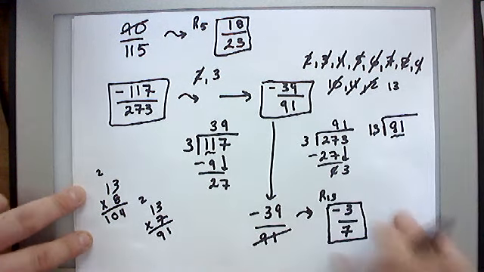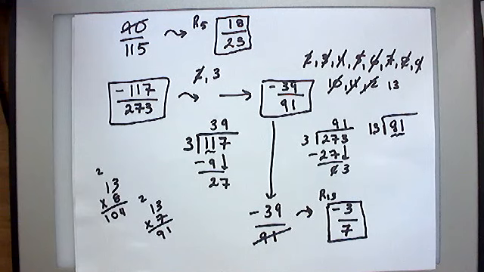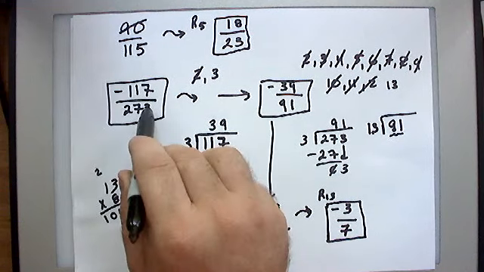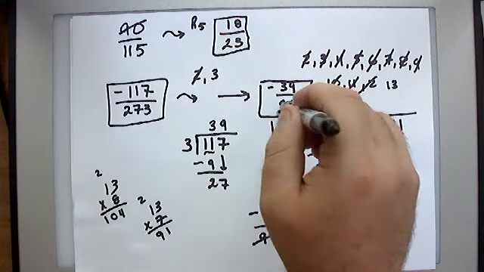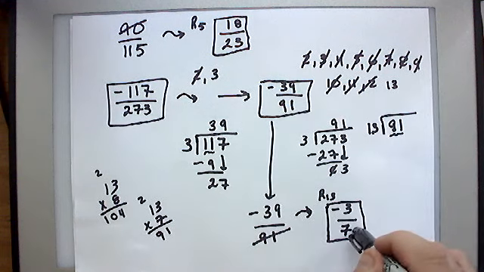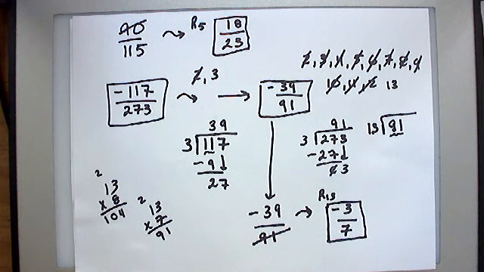So there's an example of one that's not so sweet. We started out at -117 over 273, went to -39 over 91, and then divided by 13 to make -3 over 7. And that's an example of, you know, kind of how ugly it can be. They're not all going to be that ugly, and they're not all going to be sweet, and most of them will be somewhere in the middle. So make sure that makes some sense to you.